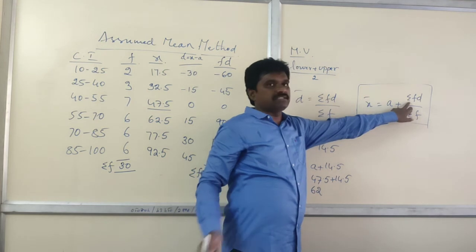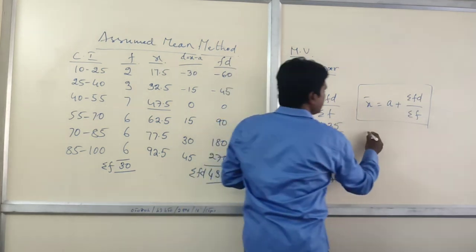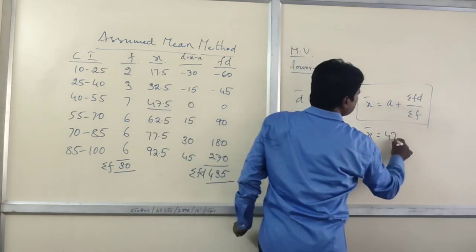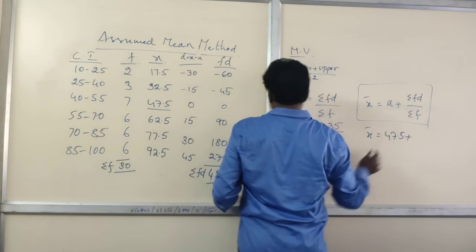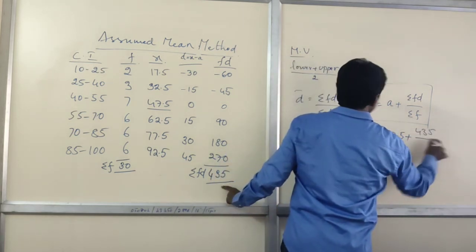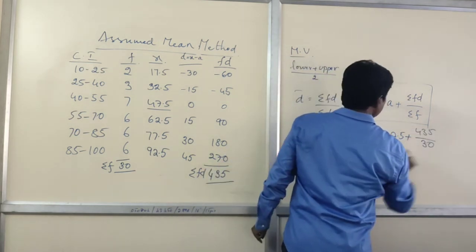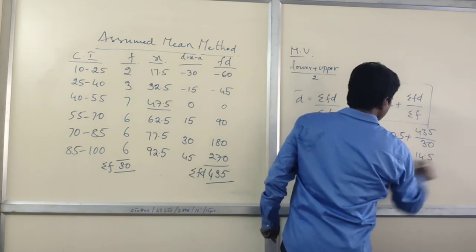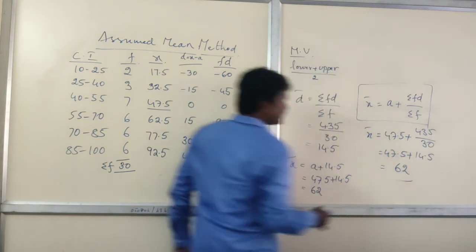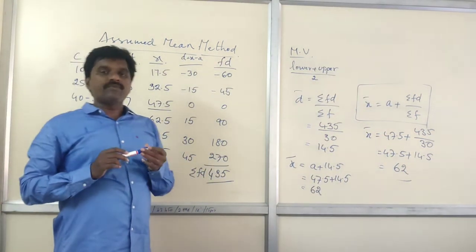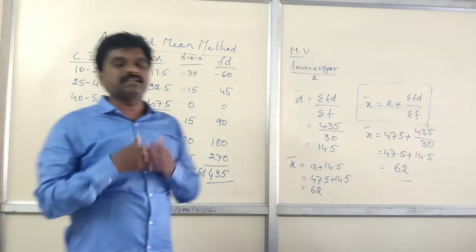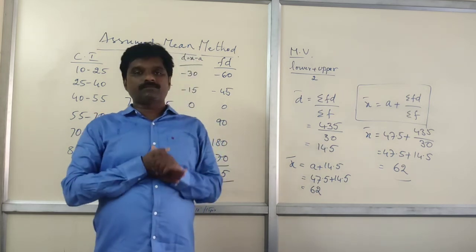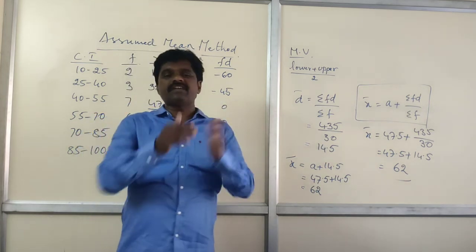The formula is A plus sigma FD by sigma F, where A, as I said, is the assumed mean. We have taken assumed mean 47.5 plus sigma FD 435 divided by 30, so that is 47.5 plus 14.5, that is 62 is the answer. We use this assumed mean method when the number of observations is large. Further, we have the step deviation method.